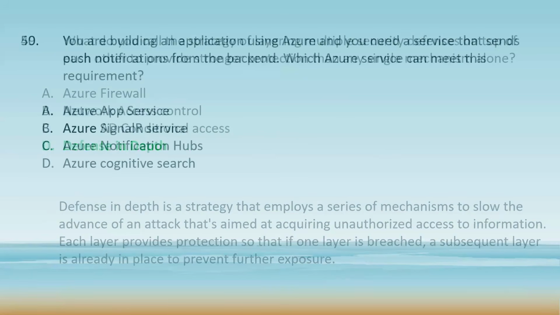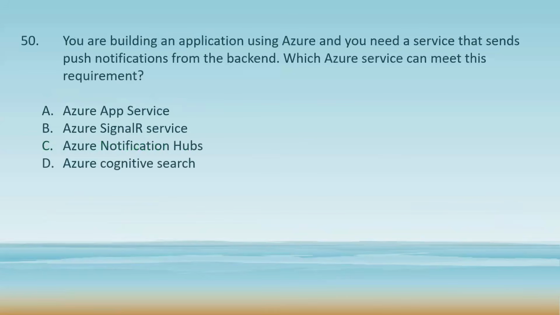Question number 50. You are building an application using Azure and you need a service that sends push notifications from the backend. Which Azure service can meet this requirement? Your options are Azure App Service, Azure SignalR Service, Azure Notification Hubs, Azure Cognitive Search.